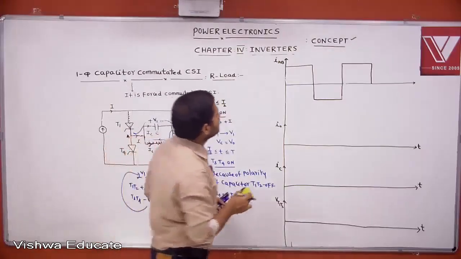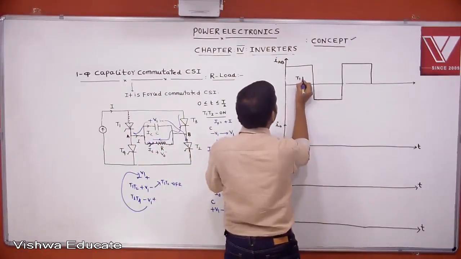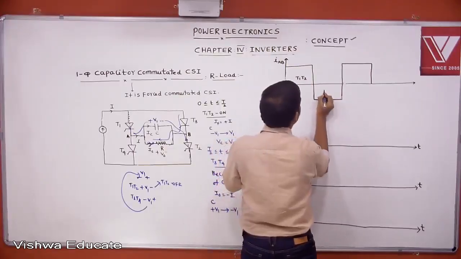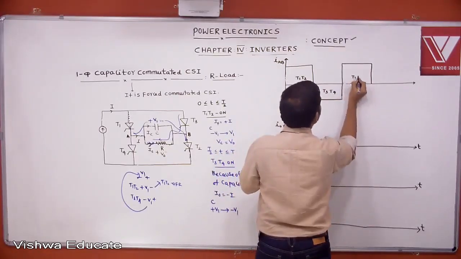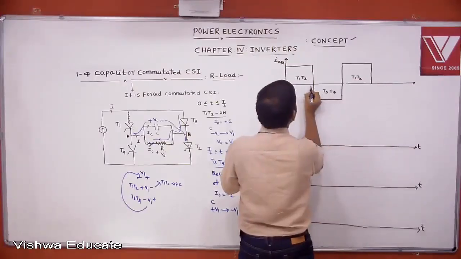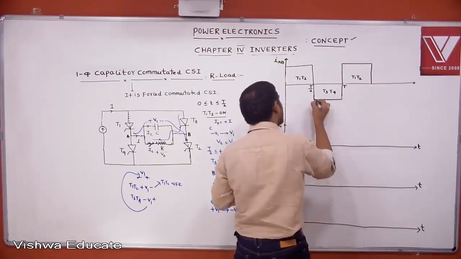What are the wave shapes we are getting? Here T1, T2 is conducting. Here T3, T4 is conducting. Again T1, T2 is conducting. This is T by 2. This is T. Okay.